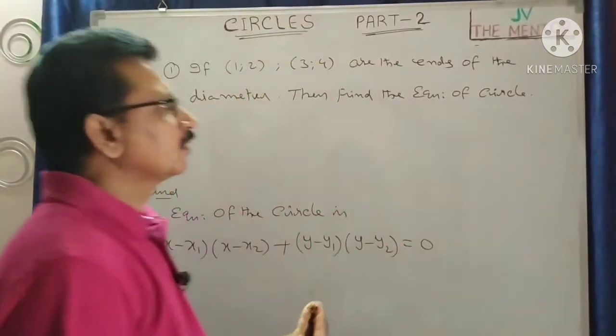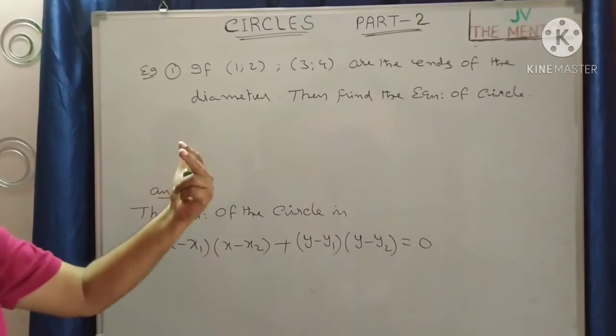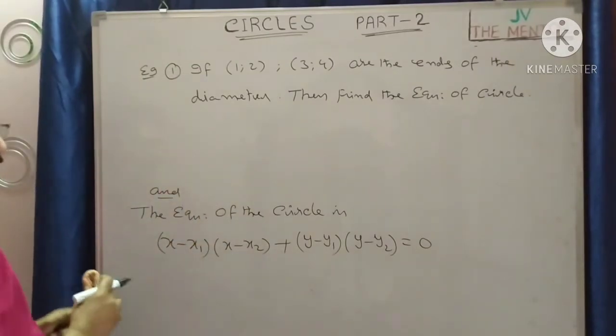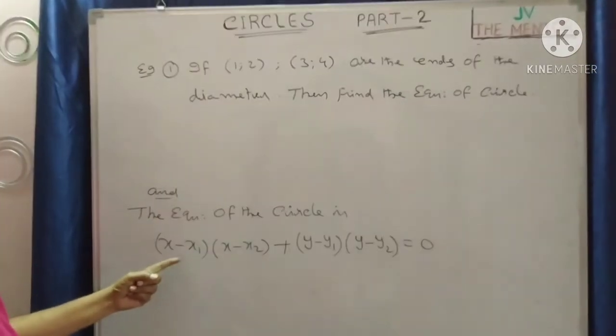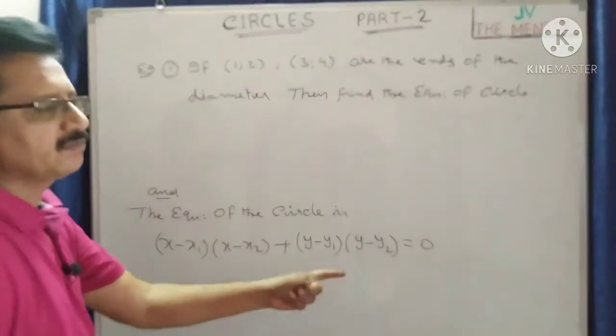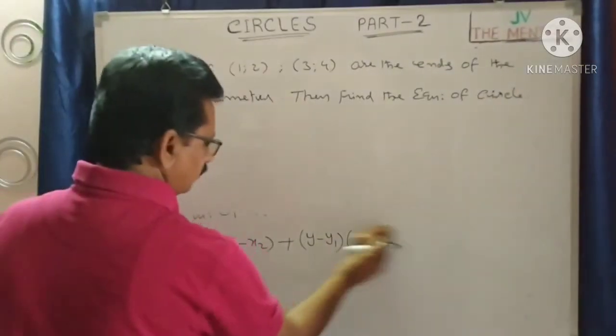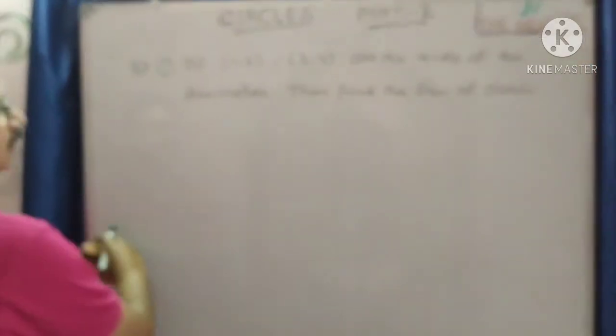Okay. These are the ends of the diameter. Let it be A and B. And then we will use the equation of the circle: (x minus x1)(x minus x2) plus (y minus y1)(y minus y2) equal to 0. Okay? Write down. Solution.